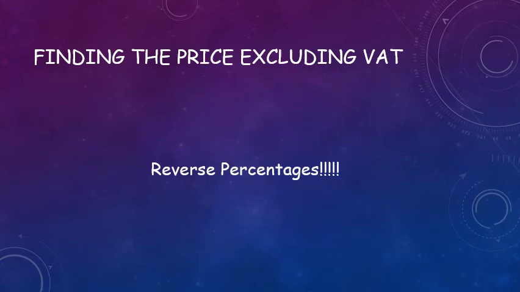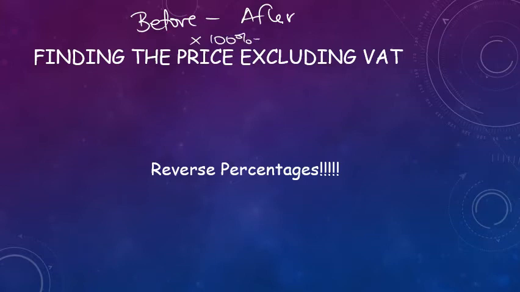So I reckon those questions were straightforward enough. You started off with the price before VAT, and then you moved on to find the price after. And in order to do that, you just multiplied by 100% plus whatever the VAT percent was. Okay, so that's what we did up till now.